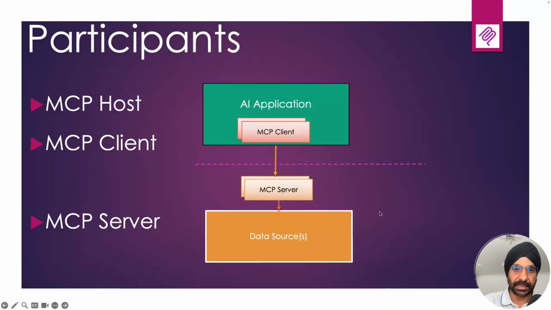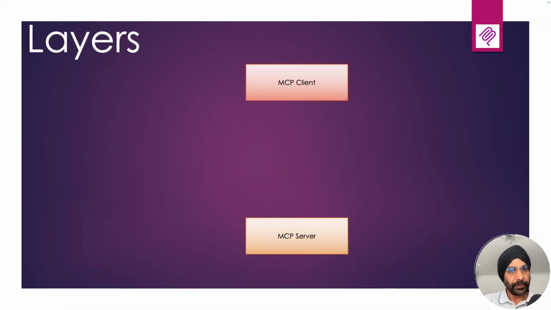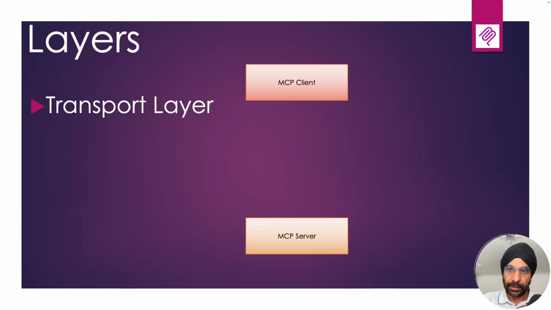All right, let's just move on. So we talked about participants in MCP protocol. Let's talk about layers in MCP protocol. Okay, so you have your MCP client and you have MCP server. The very first thing we need to understand is called the transport layer. Okay, how MCP client will be talking to server.